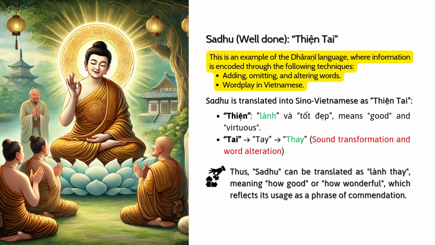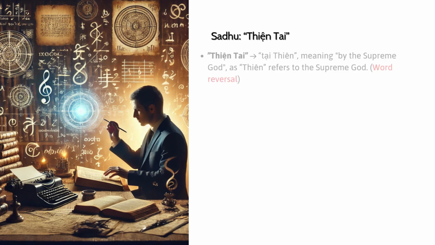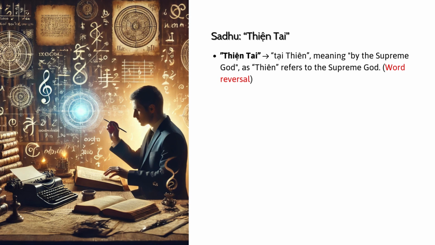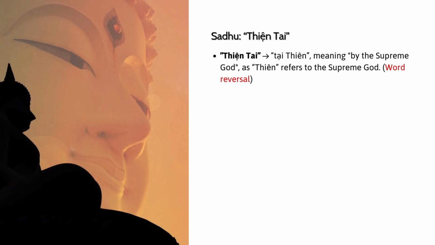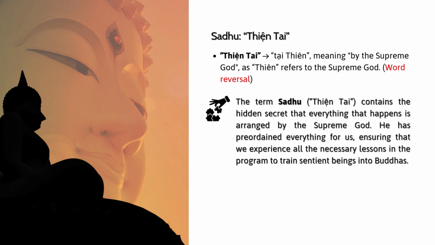Additionally, the phrase Thien Thai contains a hidden secret, which we must decode to uncover the information that the Buddha has concealed. The phrase Thien Thai can be reversed into Tai Thien, meaning by heaven or by the Supreme God. This is because Thien refers to the Supreme God. Thus, the term sadhu, Thien Thai, contains the hidden secret that everything that happens is arranged by the Supreme God. He has preordained everything for us, ensuring that we experience all the necessary lessons in the program to train sentient beings into Buddhas.